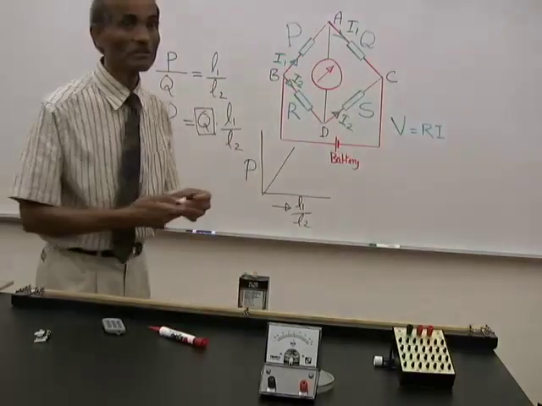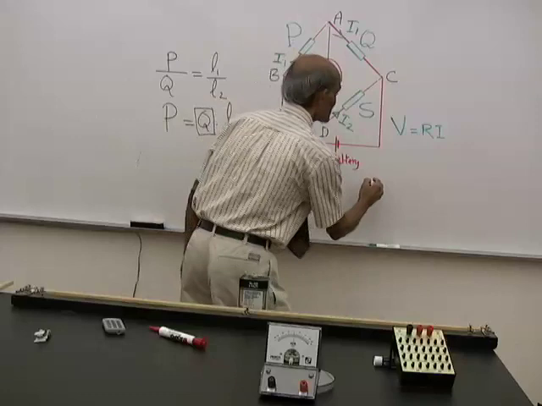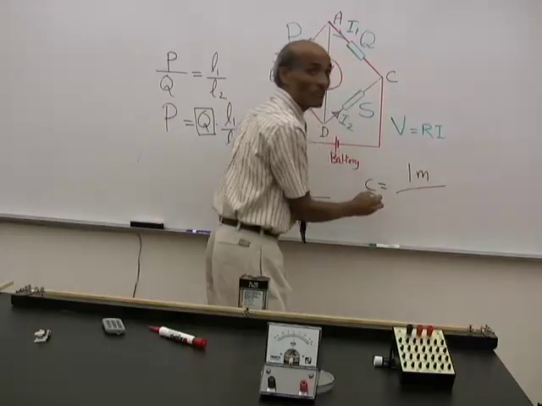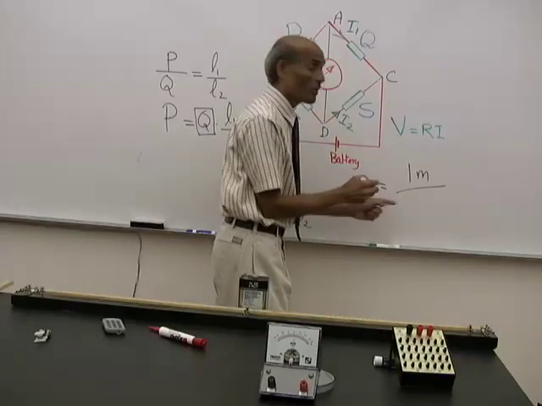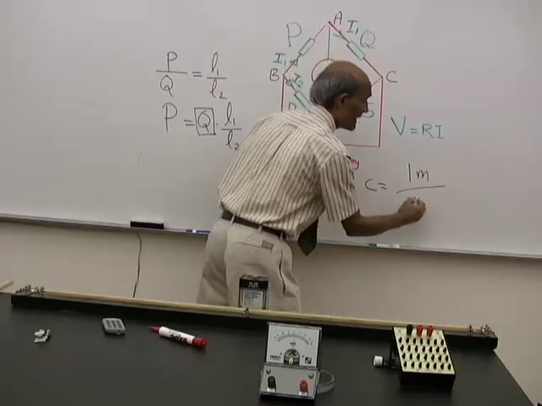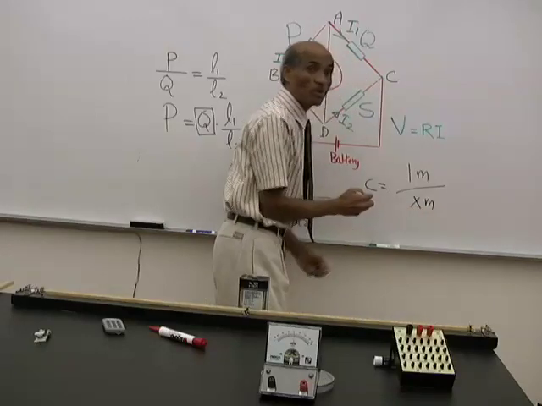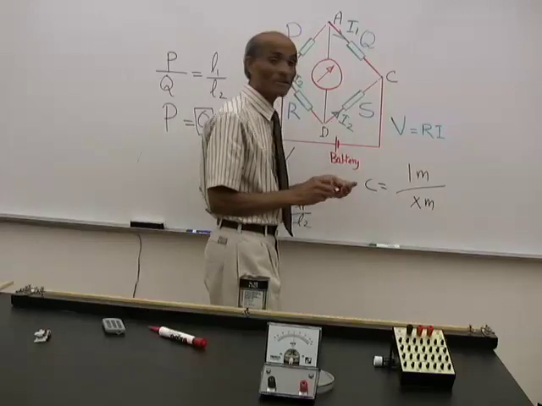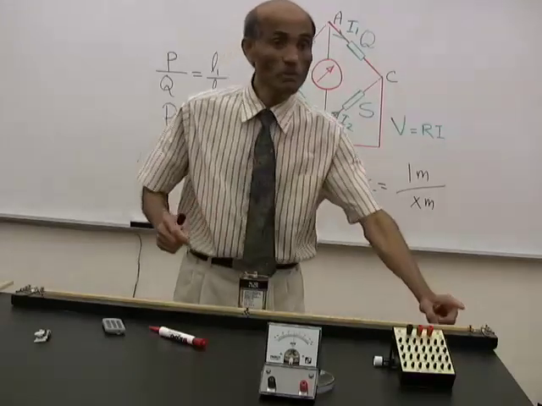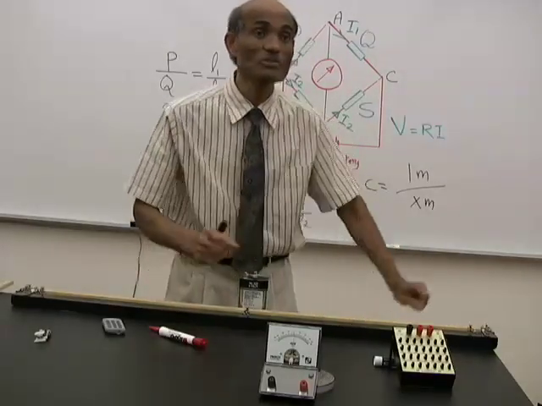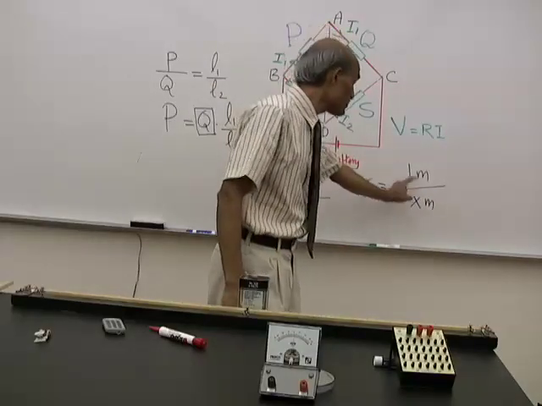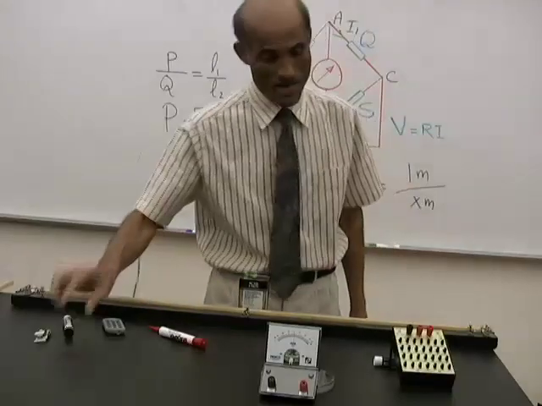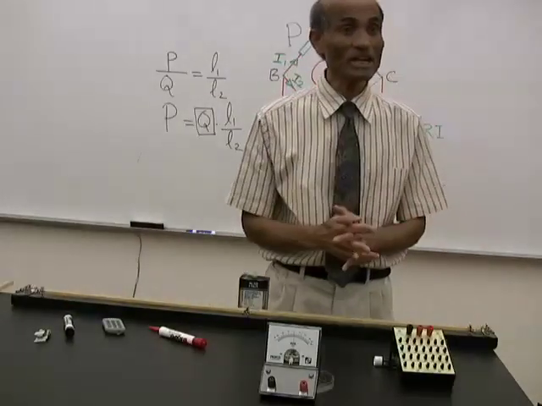So the conversion factor will be C equal to 1 meter divided by your measured, whatever you measured. I'm going to call it X. If what you got is X, then your conversion factor is 1 meter divided by X. And whenever you measure your L1 and L2, multiply that with this conversion factor to get the actual length. Okay, and now let's see how we can connect up these.